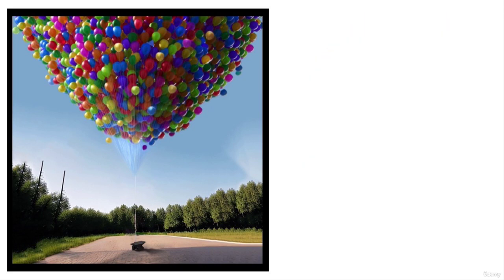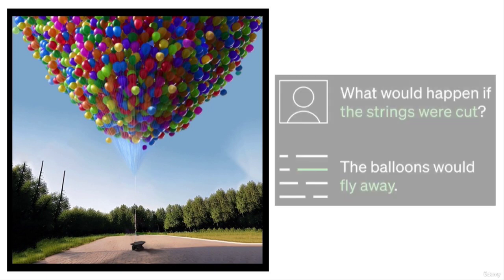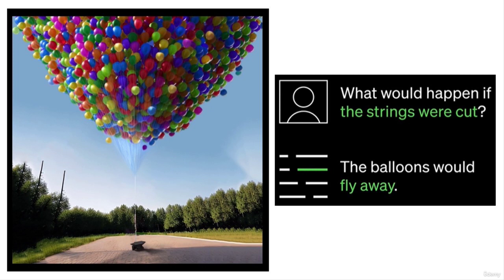So if we look at this image, you'd say, okay, what is it? Well, it's a bunch of balloons in the middle of a street or field. Maybe it's connected to, I don't know what that is, an anvil or a chair or whatever, right? But you can ask ChatGPT to tell you more, to do some analysis on it. Something like, what would happen if the strings were cut? In ChatGPT's answer, the balloons would fly away in GPT-4.